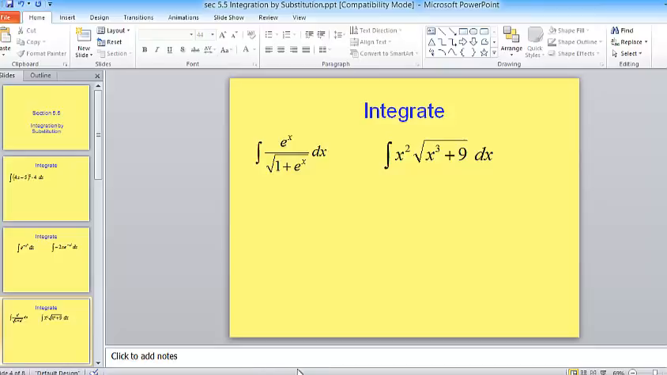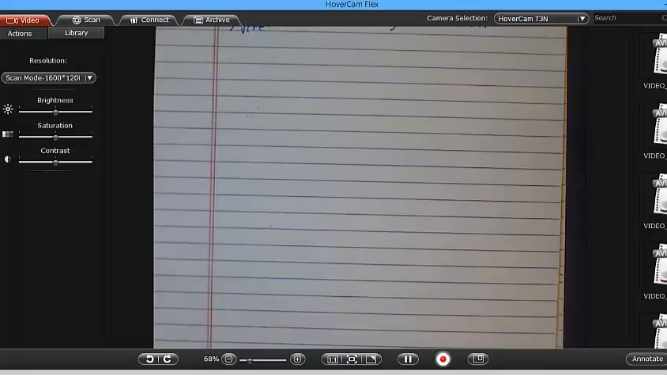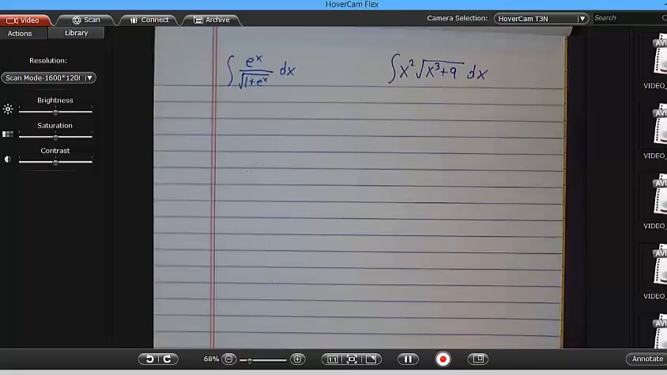Okay. So let's see. For the first one, what do I want to do? Any idea what you want to let u equal? It's a good guess, but no. I'm not going to let u equal e to the x. I'm going to let it equal 1 plus e to the x. That's right. Now, how do you know? I don't know. How'd you guess, Nick? Sometimes you don't know. Okay. Yeah, it's in parentheses next to the square root.